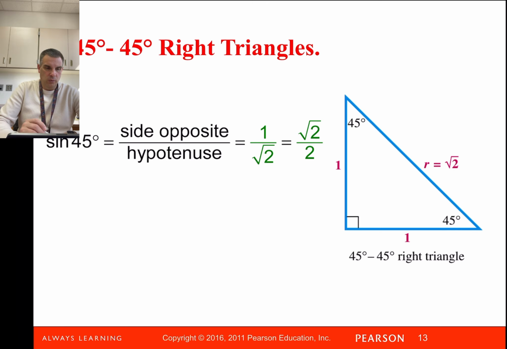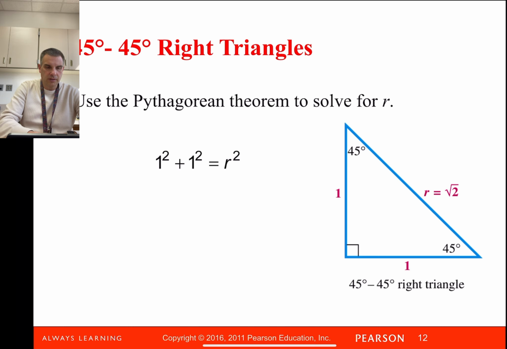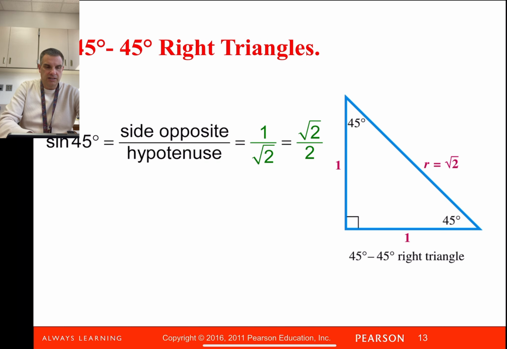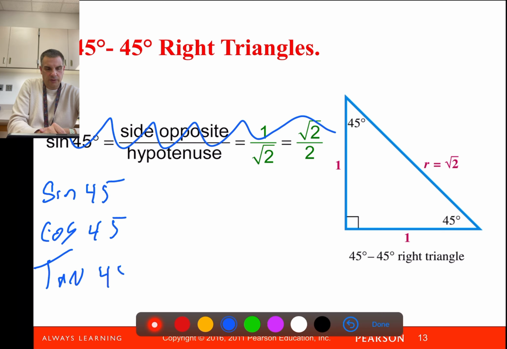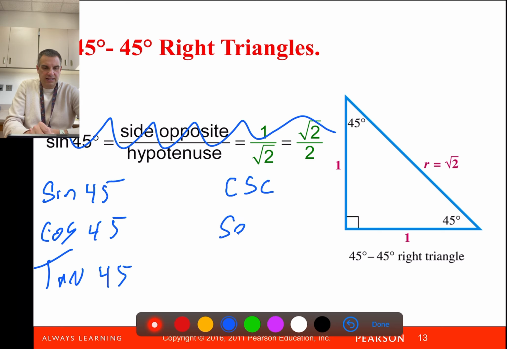Okay, so now we're going to find the sine, cosine, and tangent. So I'm just going to scratch those out. So we're going to find the sine of a 45-degree angle, the cosine of a 45-degree angle, the tangent of a 45-degree angle, and we're going to find the cosecant, secant, and cotangent of a 45-degree angle as well.